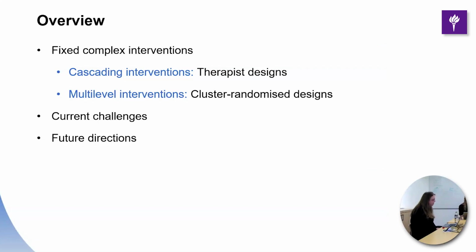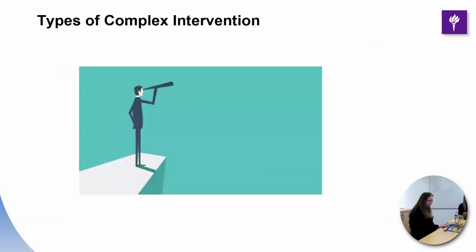The terminology is relatively in flux and might change over time, but at the moment I regard them as cascading and multi-level interventions, and they lend themselves to different trial designs, which I label therapist designs and cluster randomized designs. I'm going to talk about some new ideas as part of that, but also some current challenges and future directions associated with that.